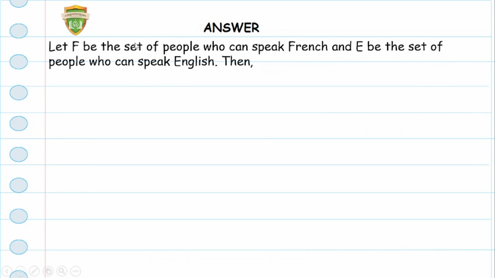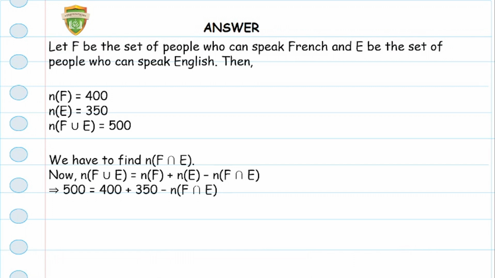Now, let's take F to be the set of people who can speak French and E the set of people who can speak English. Then that means that the number of French speakers is 400, the number of English speakers is 350, and the number of F union E will be 500, right? But now what we're looking for is actually the number of F intersection E, that is those who are both French and English speakers.